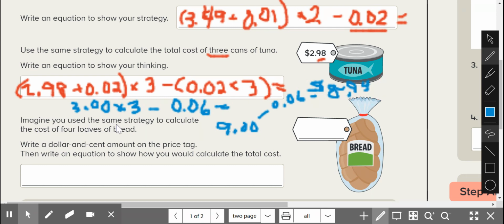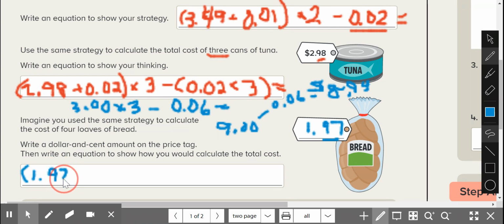Okay, imagine you could use the same strategy to calculate the cost of 4 loaves of bread. Write a dollar and cent amount on the price tag. Then write an equation to show how you would calculate the total cost. Now, for the sake of making this simple, let's not make this loaf of bread be worth a whole lot. Let's just say it's worth $1.97. Okay. I'm closest to, in dollar amounts, I'm closest to 3 cents. I'm going to have to add 3 cents to this. So here's my equation.